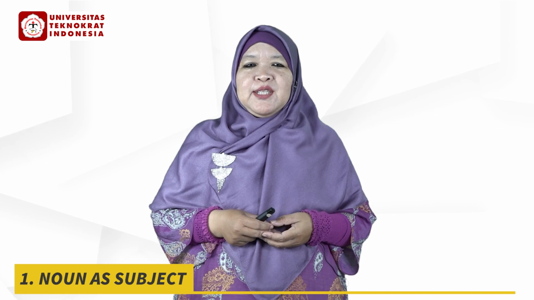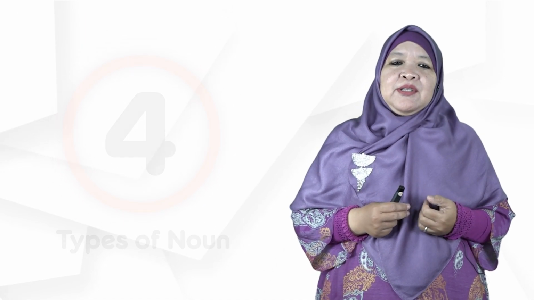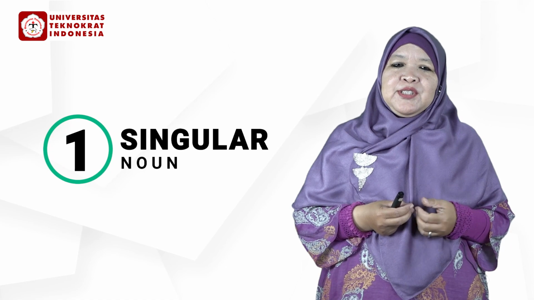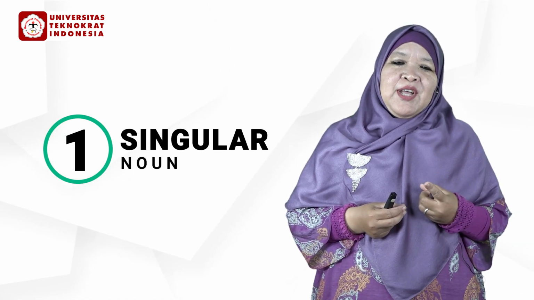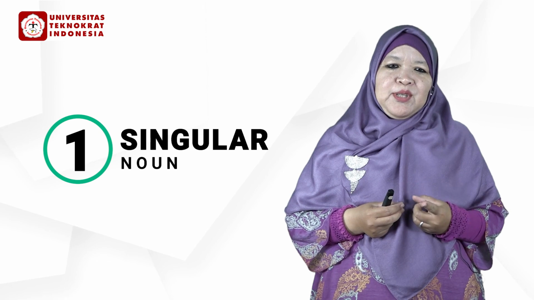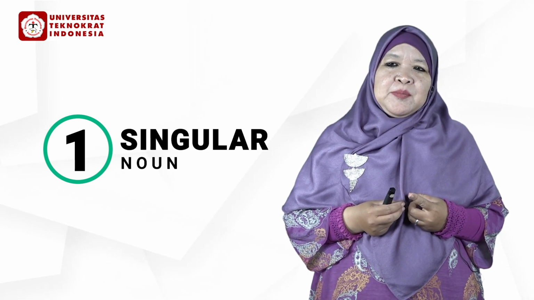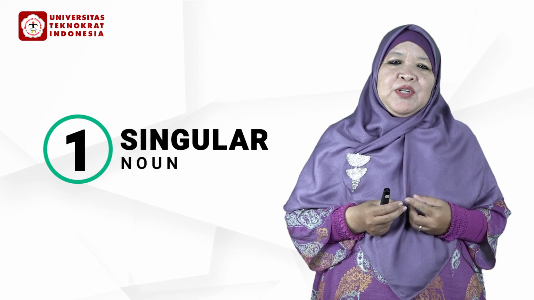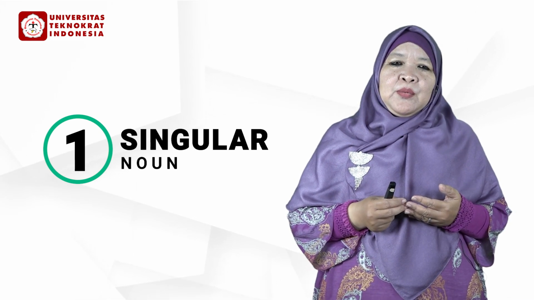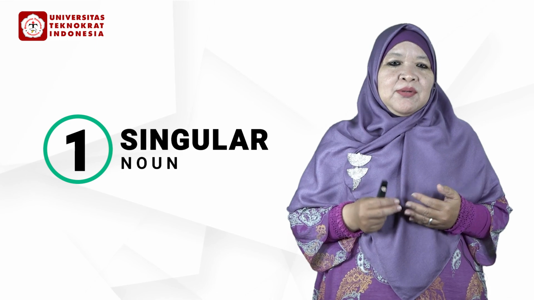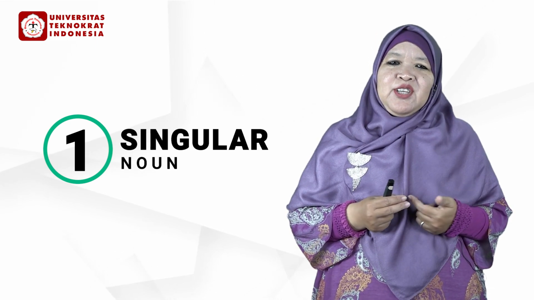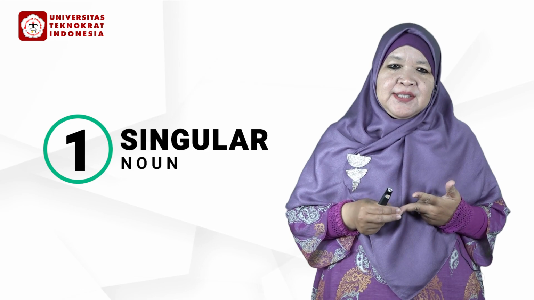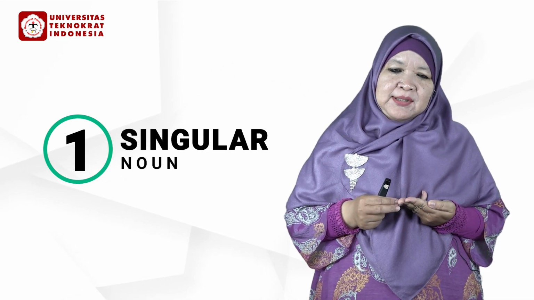Let's first talk about the noun as subject. In this type of subject, nouns are divided into 4 types. The first is singular noun. When it is singular, it refers to one noun or one thing only, and this must be singular. When we deal with singular, we refer to the singular auxiliary, like is, was, does, and has. Be careful with that.